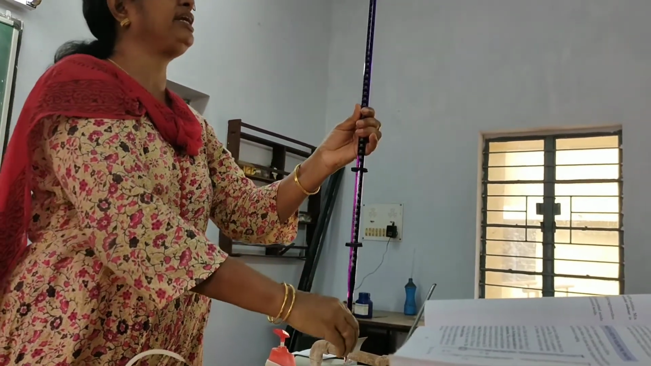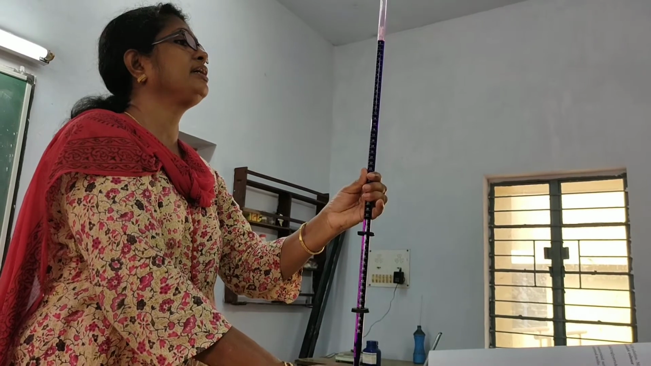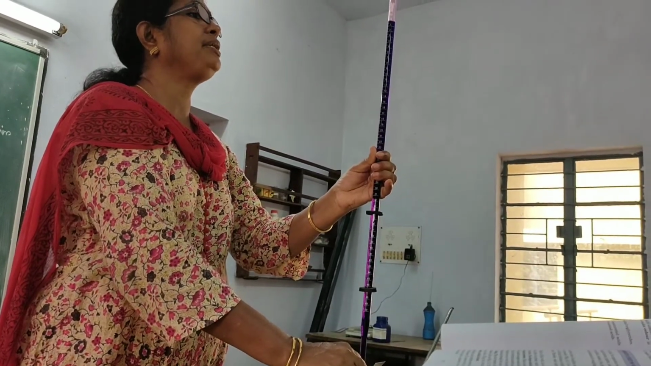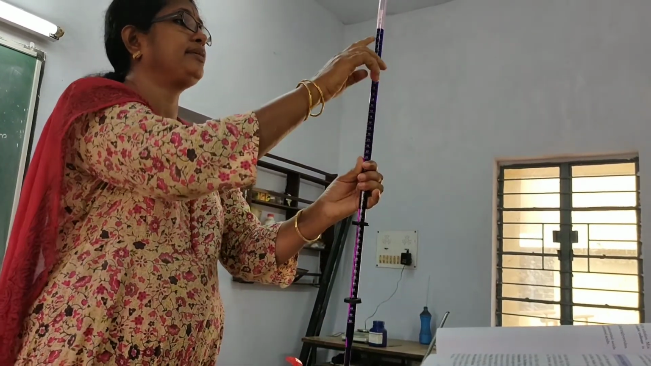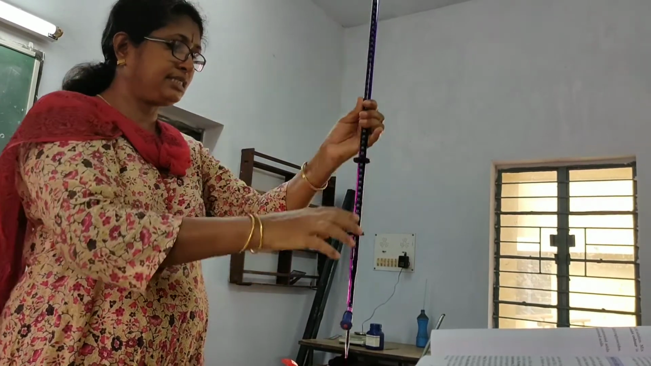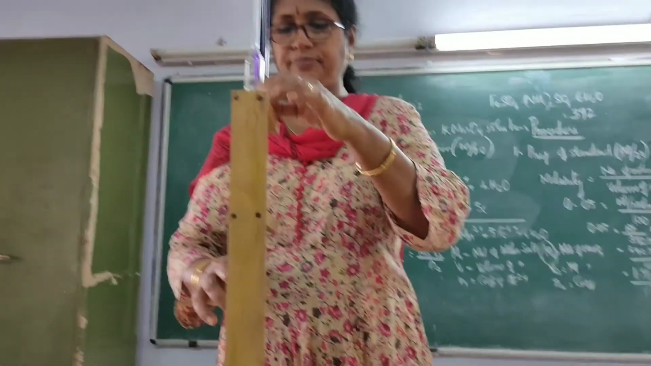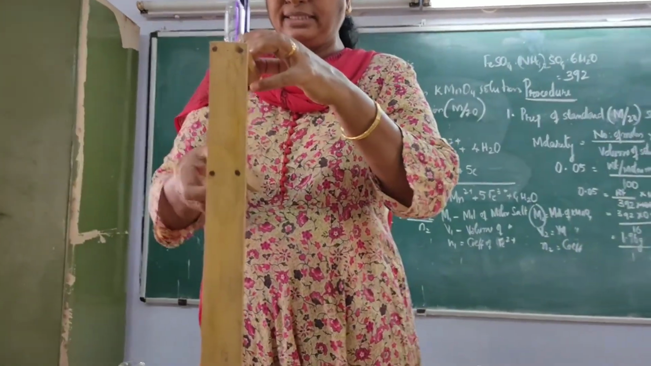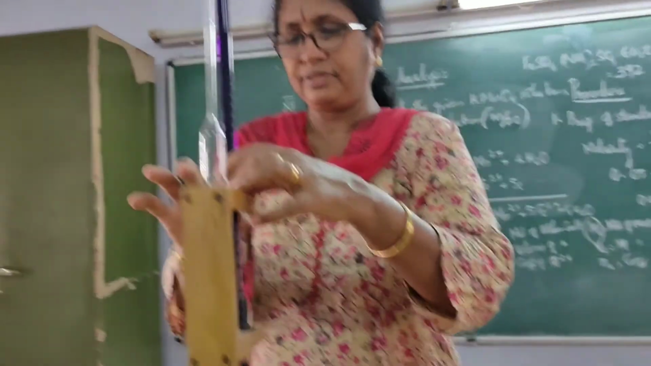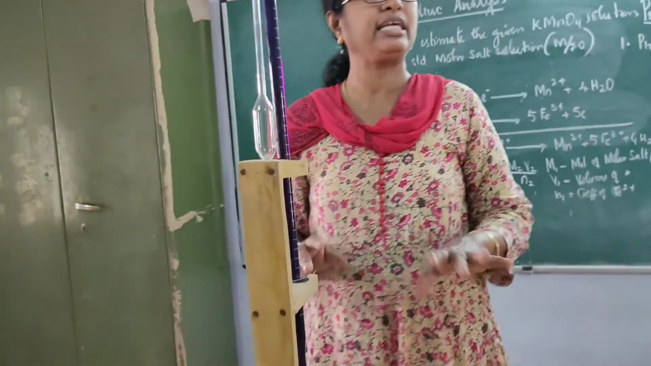It must be fully filled, and the upper meniscus must touch the 0 mark here. Okay, now this is touching the 0 mark. Now we have rinsed and filled the burette with potassium permanganate. Now the question is how to titrate. How do we know that all the reaction is over?